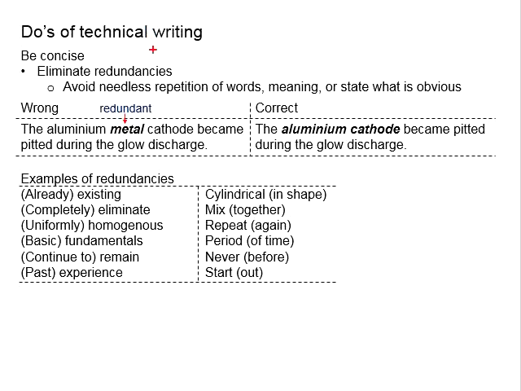You will need to eliminate the redundancies, where you need to avoid needless repetitions of the words, meaning, or state what is obvious. You need to make every sentence count. That means every sentence in your writing needs to some extent be meaningful to the reader. You do not need to keep on repeating certain points as if reminding the reader or reminding yourself.